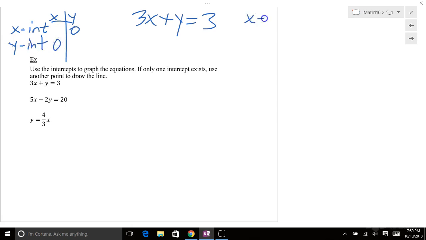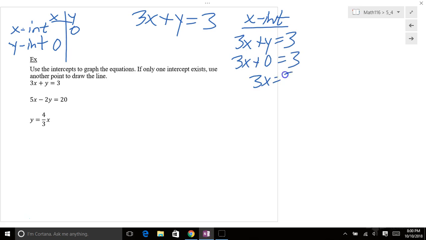So let's first find our x-intercept by letting y be 0 and solving. We're going to get 2 points once we do this. So 3x = 3, divided by 3 on both sides. So x is 1. So when y is 0, x is 1. So we got the point (1, 0). That's our first point on the graph.